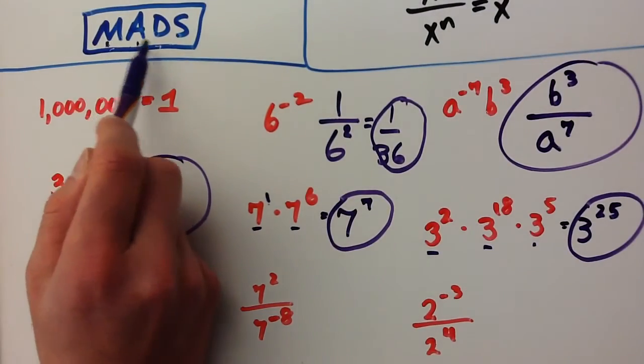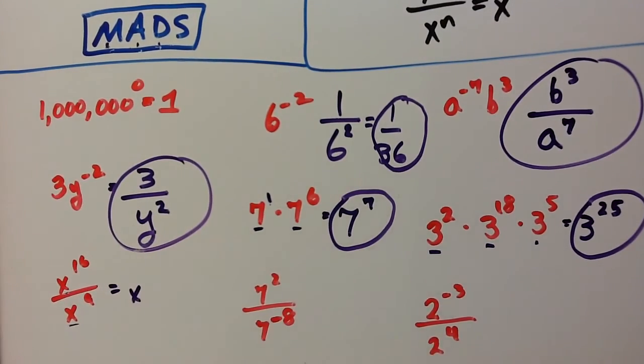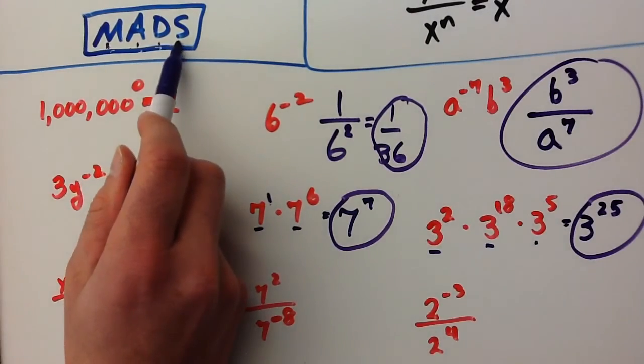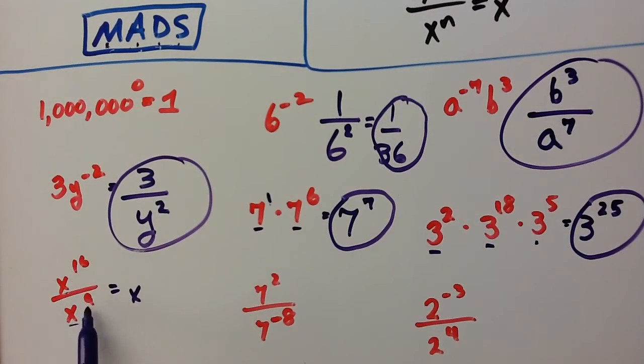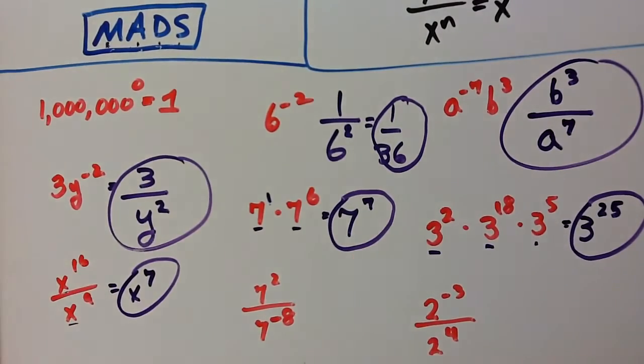When multiplying I would add, but I am now dividing, so I keep that base x and I subtract the exponents. 16 minus 9 is 7. So I get x to the 7th.